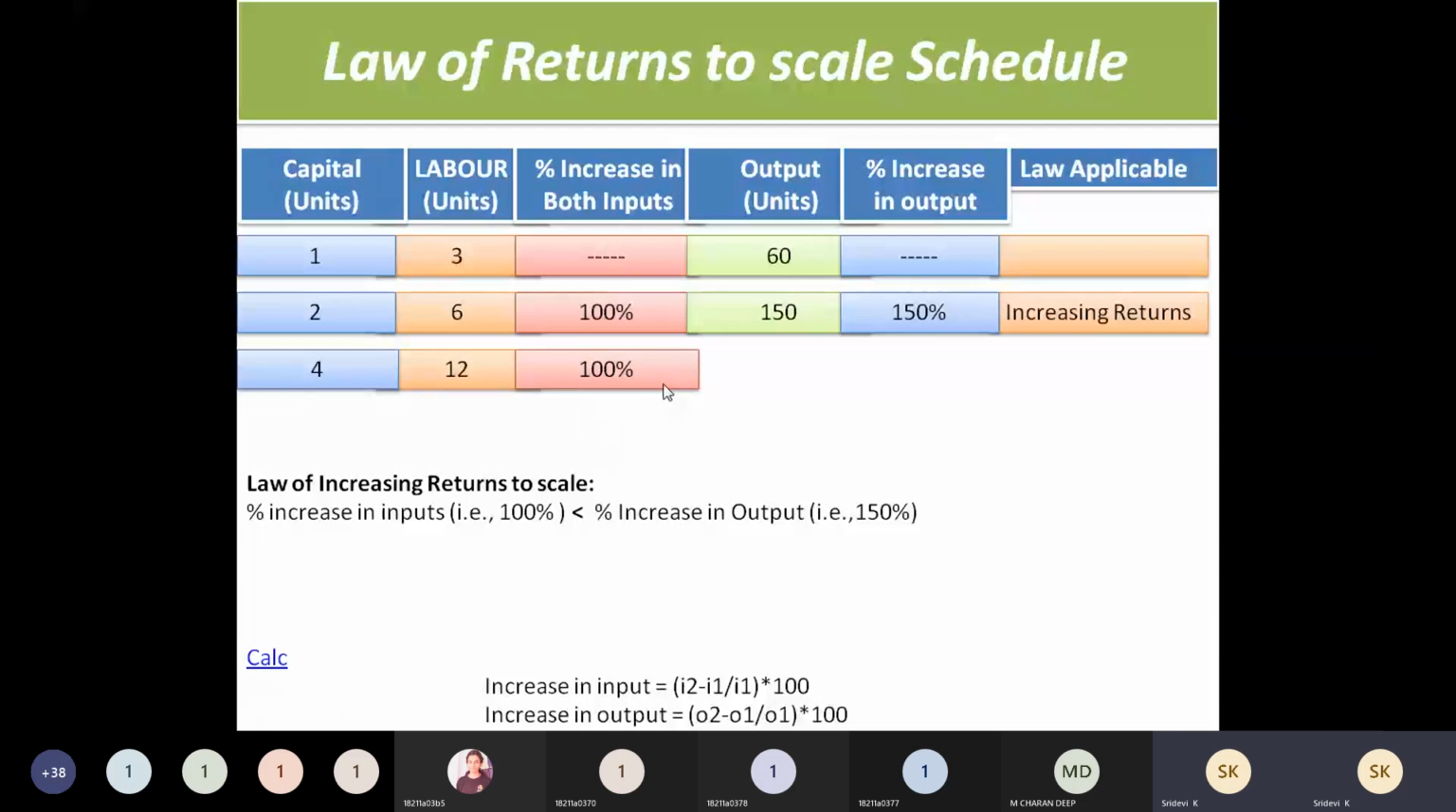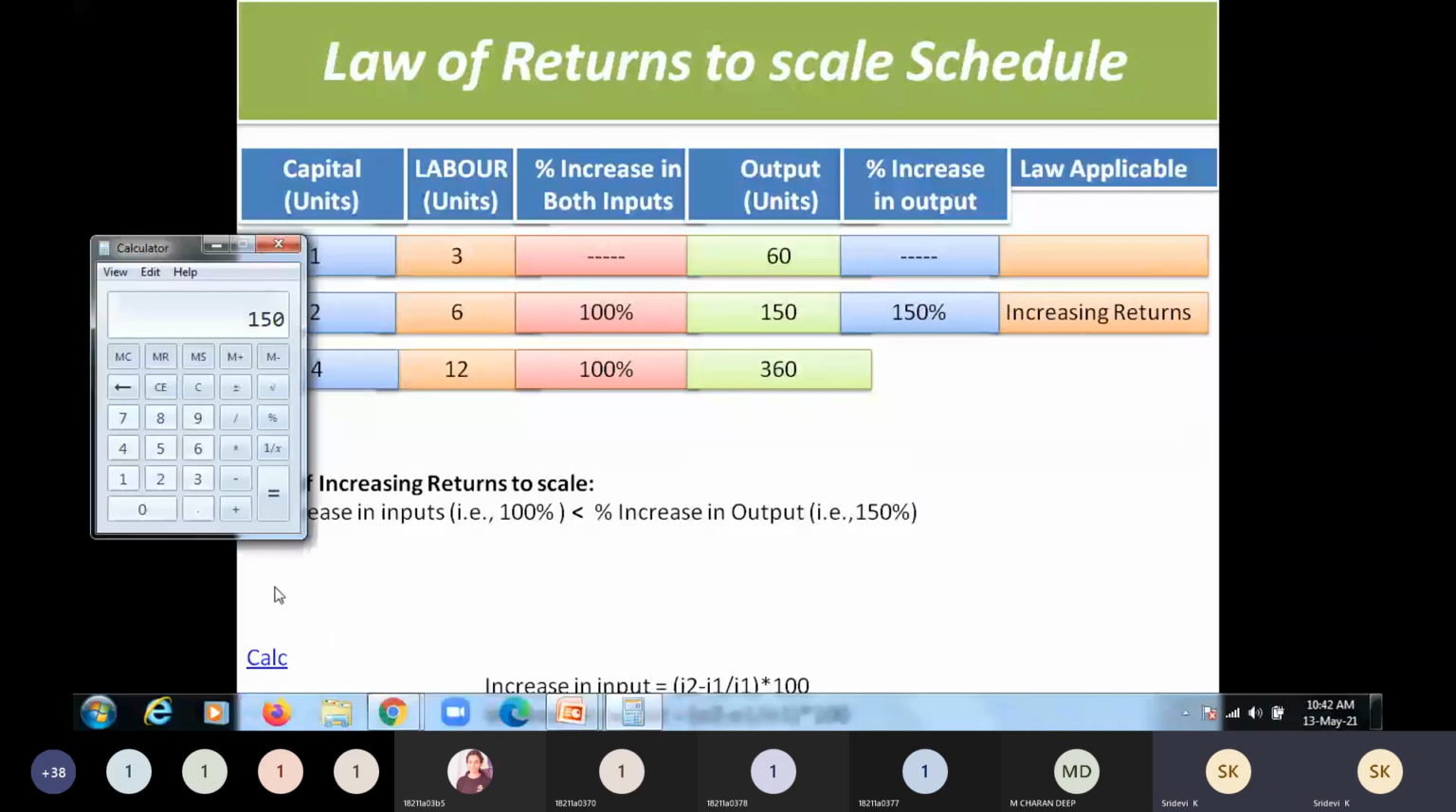And for the output here, the first law we got. The next law we need is constant returns or decreasing returns. So accordingly you take the output. Here it is taken as 360. So 360 minus 150, divided by 150, will give you how much? Into 100. 140%. What is this?